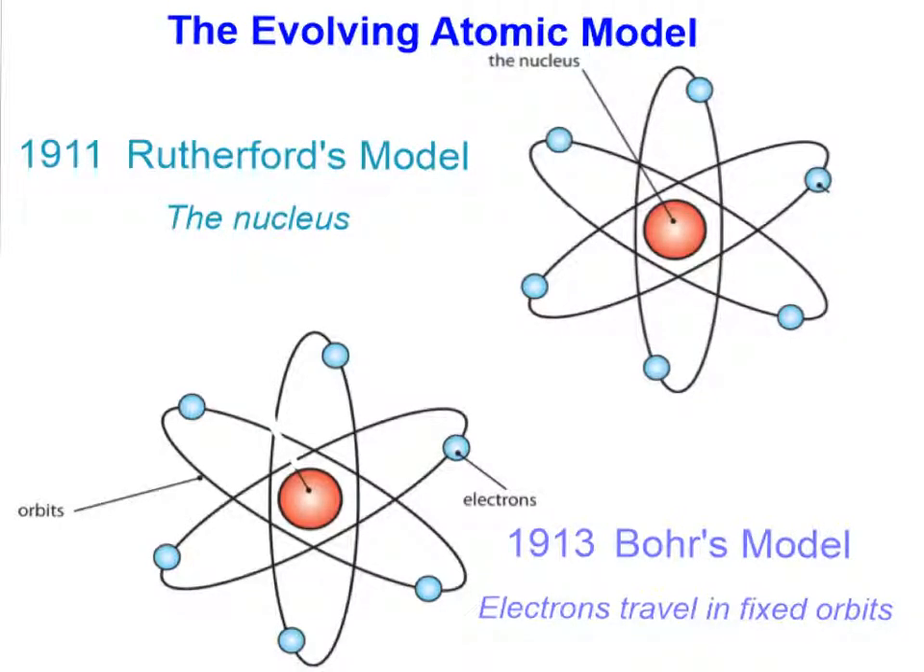In 1911, the idea of a nucleus existing was a new idea that was proposed by Ernest Rutherford. And then in 1913, just a few years later, Niels Bohr proposed the idea that there are electrons traveling in fixed orbits around that nucleus. Now, not all of these models are accurate. Some of the ideas are. There is a nucleus, indeed. That's our modern model now that we look at. However, the idea of fixed orbits is not really what is happening. Let's take a look at the modern atomic model.